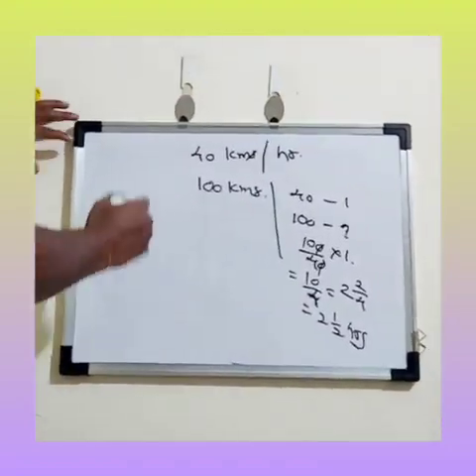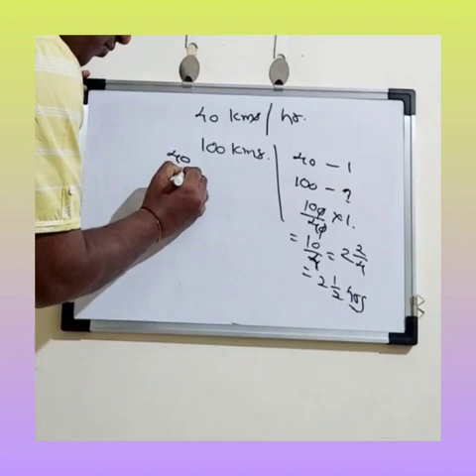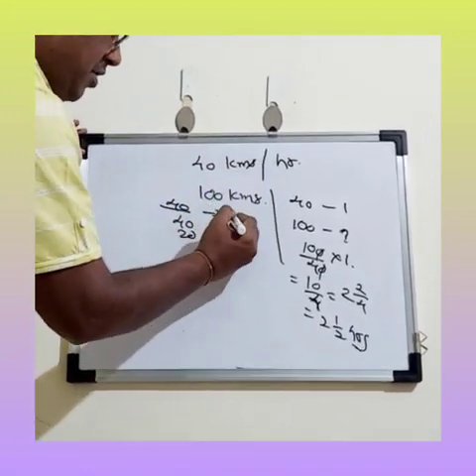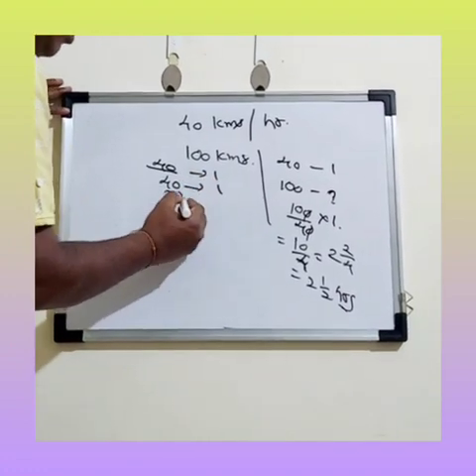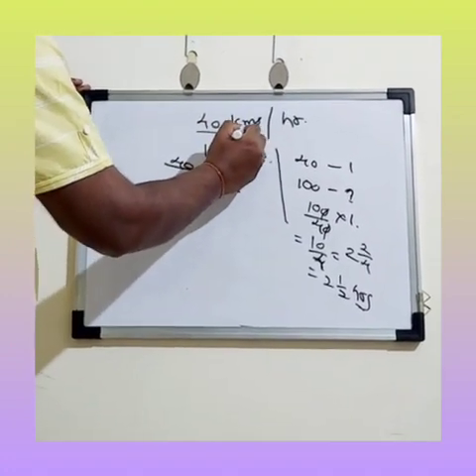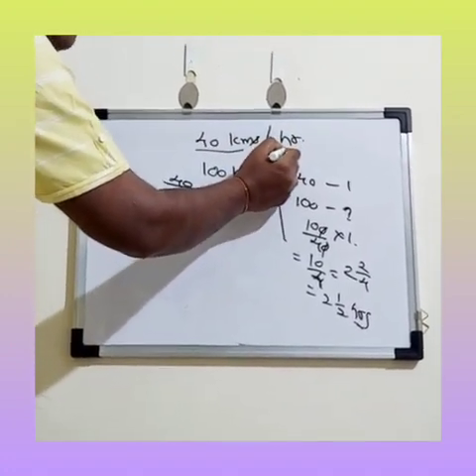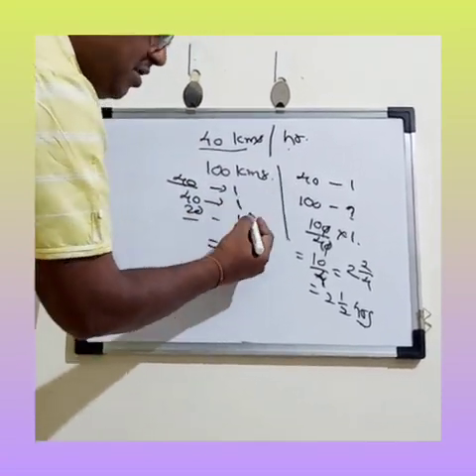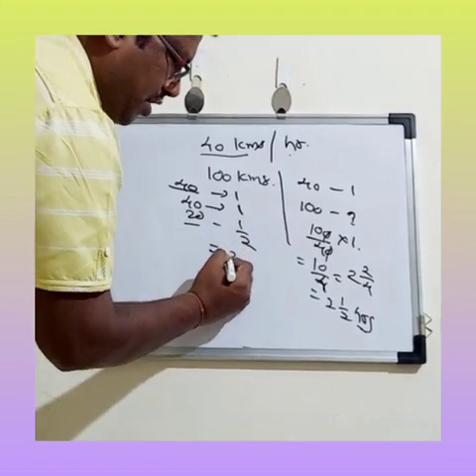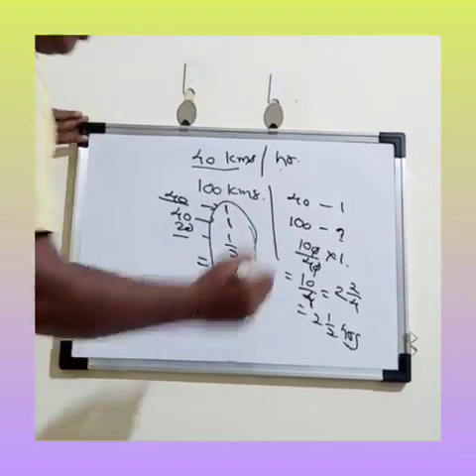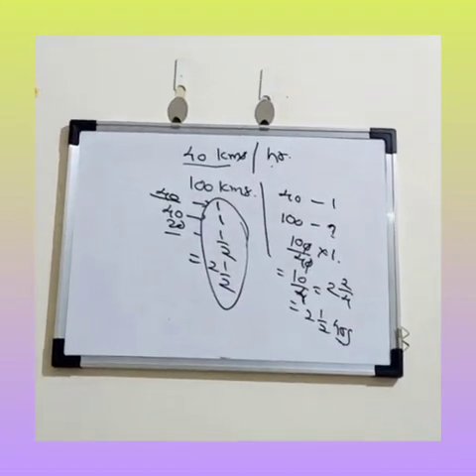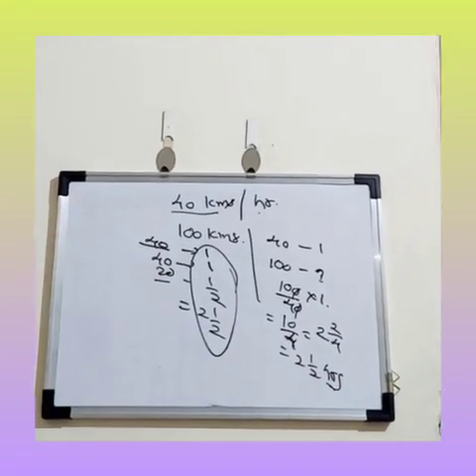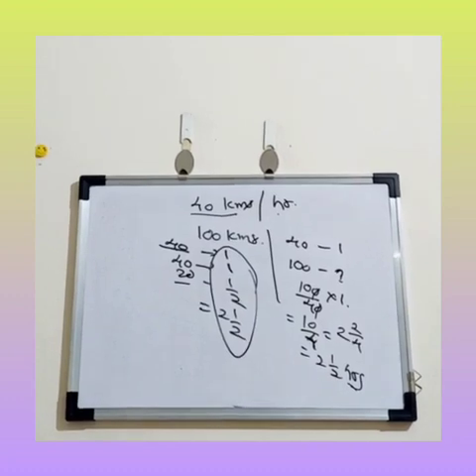Another way is 40, 40, 20. 40 kilometers takes 1 hour. Another 40 kilometers takes 1 hour. To travel 20 kilometers, it will be half an hour. That is 1 plus 1, 2 hours, and 2 plus half is 2.5. This is another way to solve the problem. The only thing is to understand the logic and apply it efficiently to solve the problem in less than a minute.